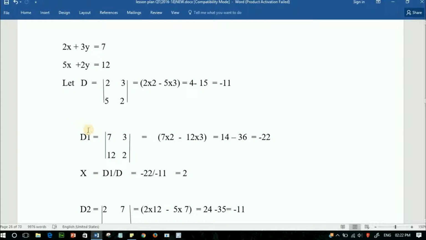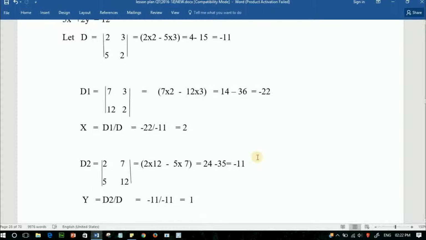Now we are going to find another determinant, D1. How to find D1? Instead of the coefficients 2 and 5, we replace them by 7 and 12, so 7 and 12, and 3 and 2 remain the same. Again, we evaluate 7 into 2 minus 12 into 3, that is 14 minus 36, which is minus 22. Therefore, we can find the value of x. x is equal to D1 by D, that is minus 22 by minus 11. So the answer is 2.